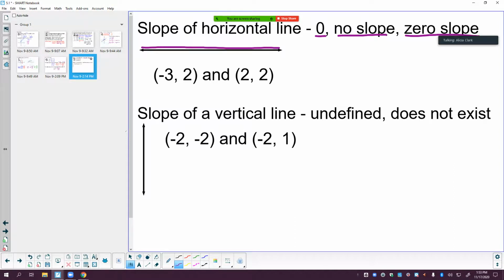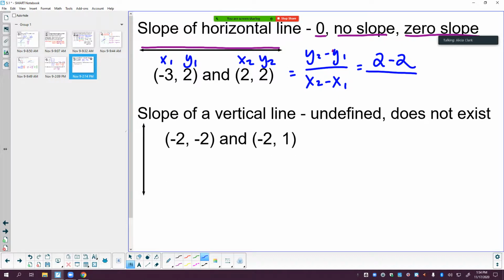So if they were asking you to find the slope of a horizontal line, it might look something like this. It would just look like 2 regular points. I would use my slope formula, x1 and y1, x2 and y2, and I would figure out what the slope is. So I just want you to see what this is going to look like. So y2 minus y1 over x2 minus x1 looks like this. y2 is 2. The first y is also 2. On the bottom, x2 minus x1, that's 2 and negative 3. So 2 minus negative 3.